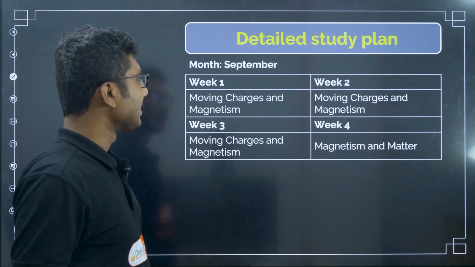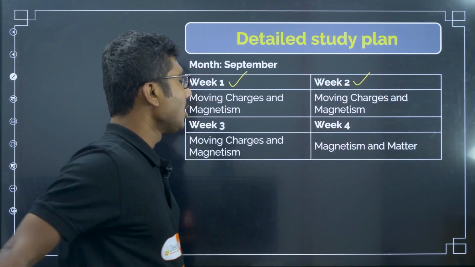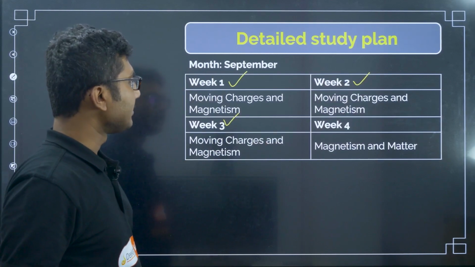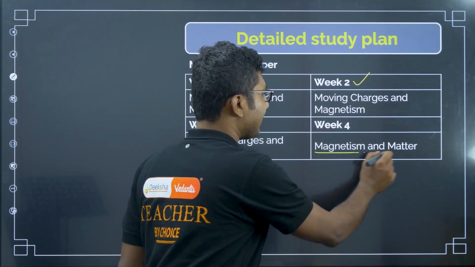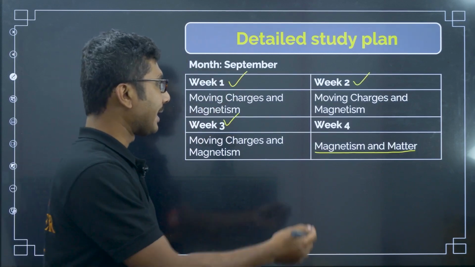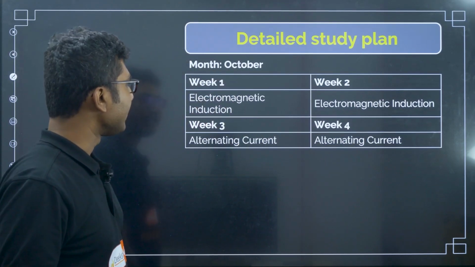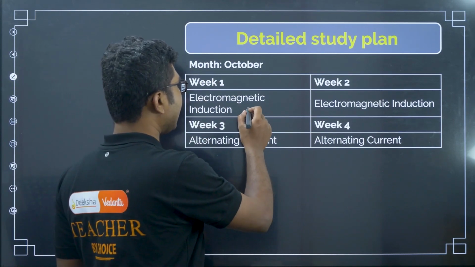Moving charges and magnetism is also another important chapter. So we are studying this for another 2 weeks. Okay, moving charges and magnetism, 3 weeks. Next, in the 4th week we will study magnetism and matter, a very small and easy chapter. Quickly we can finish that, and then in the month of October we will move to the next chapter, electromagnetic induction.